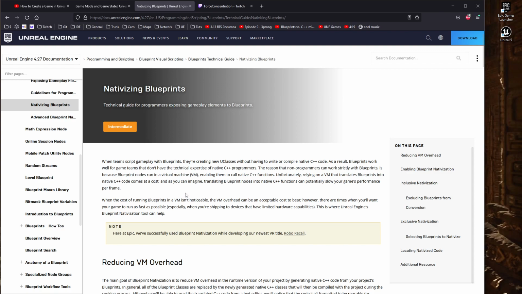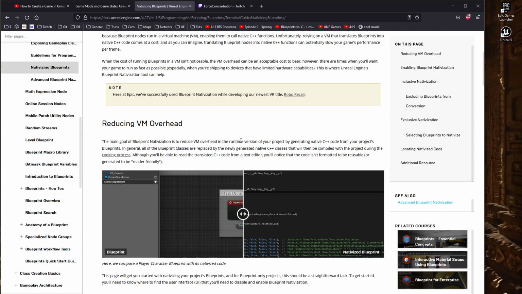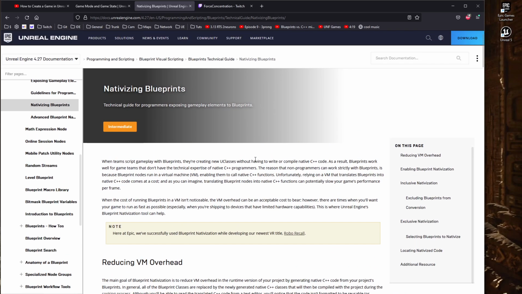It's very interesting for two reasons. First of all, when you are doing a blueprint project, you can always worry about the performance aspect of it. But then also, if you want to avoid C++ programming, well, can you actually avoid C++ programming? And yeah, you can, because it seems you can translate your blueprints into C++ down the line.